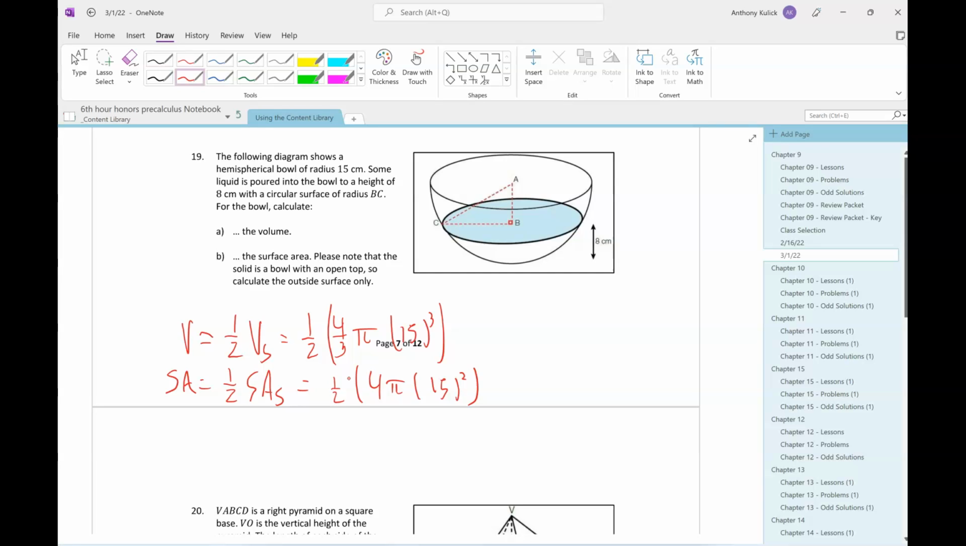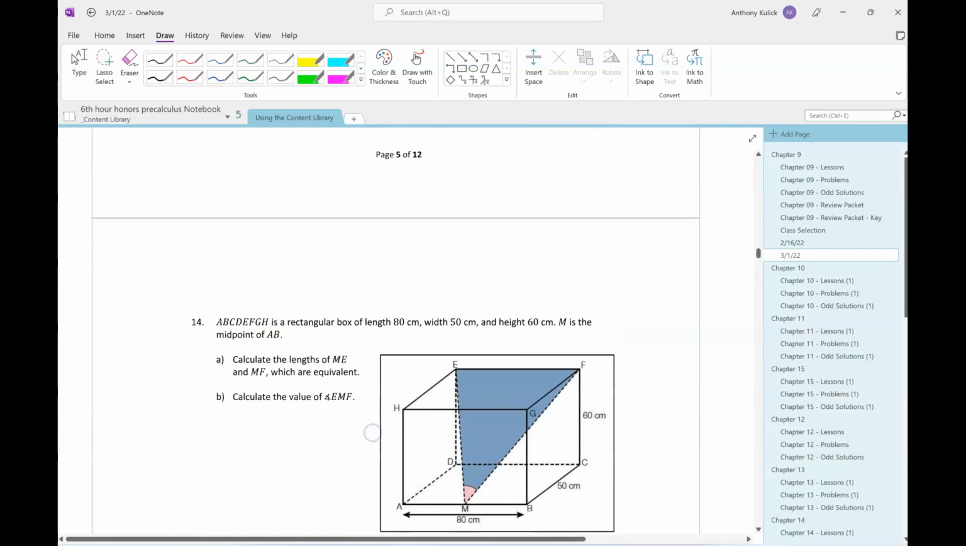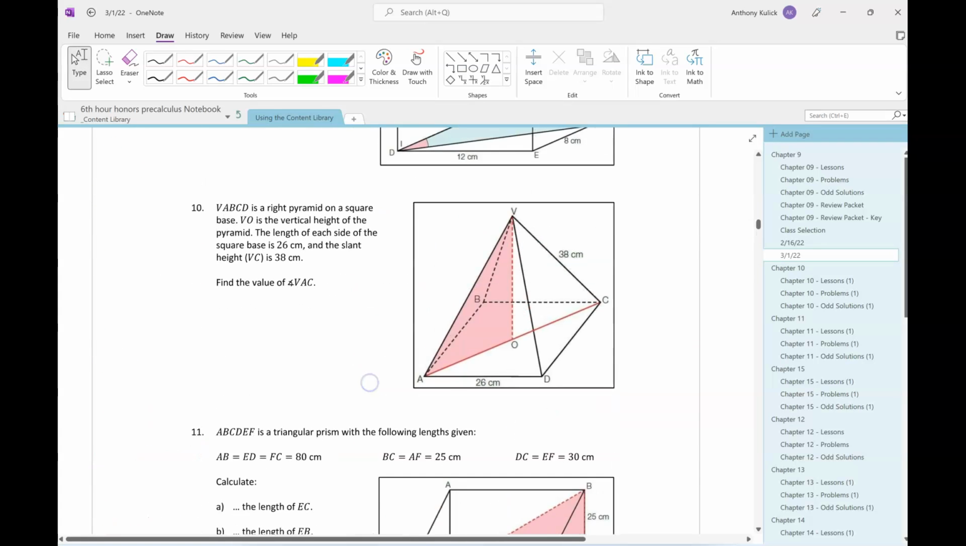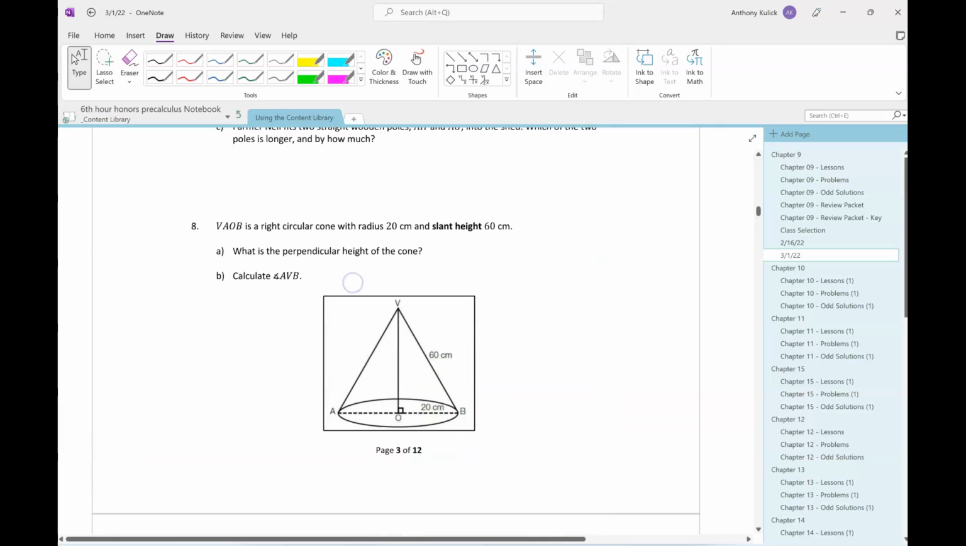Next. Yeah, Lexi. 8. Okay. So here we have a cone with a slant height of 60 and the radius is 20. We want the perpendicular height of the cone. So that's this side here. So that's just using the Pythagorean theorem, right? So I have my triangle right here. So h is the square root of 60 squared minus 20 squared. I did some algebra with the Pythagorean theorem to get there.